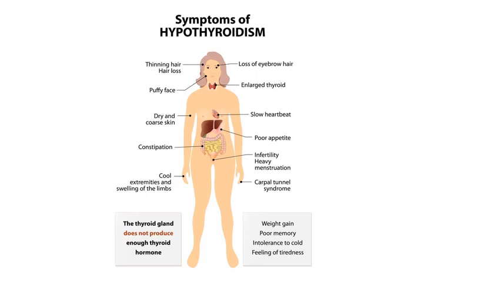Appetite is poor, constipation, infertility. This is a very important presenting complaint of hypothyroidism. Most of the females presenting with infertility will eventually have hypothyroidism. So thyroid profile has to be checked and treated for any case of infertility.